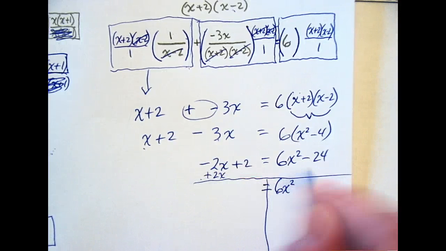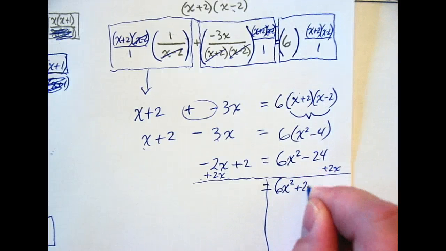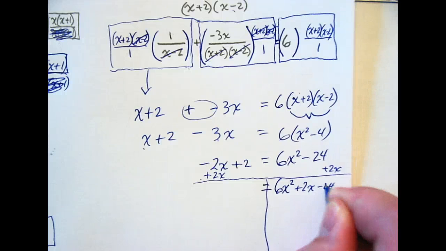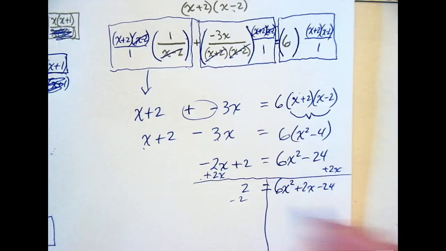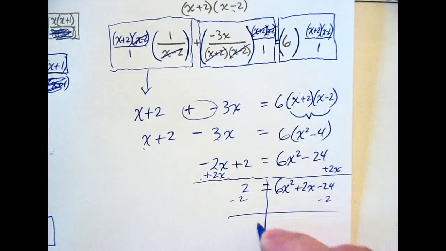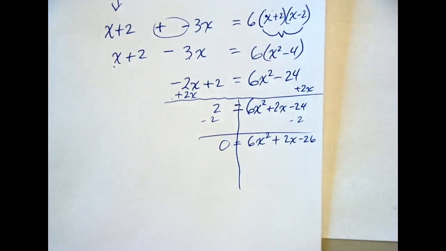Minus 26. Okay, so let's add that 2x over. So we get plus 2x minus 24. And we'll bring the 2 over. Subtract 2. We get 0 equals 6x squared plus 2x minus 26. Yay, now it's a quadratical.